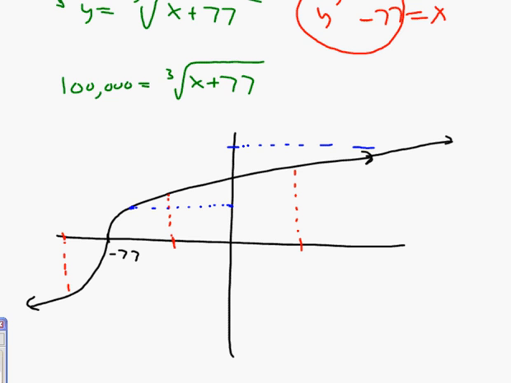The same reasoning in the negative y direction. If I look over here, this graph's going to continue to decrease as I put more and more negative numbers in for x. All right? So then that also confirms that the range is all real numbers.